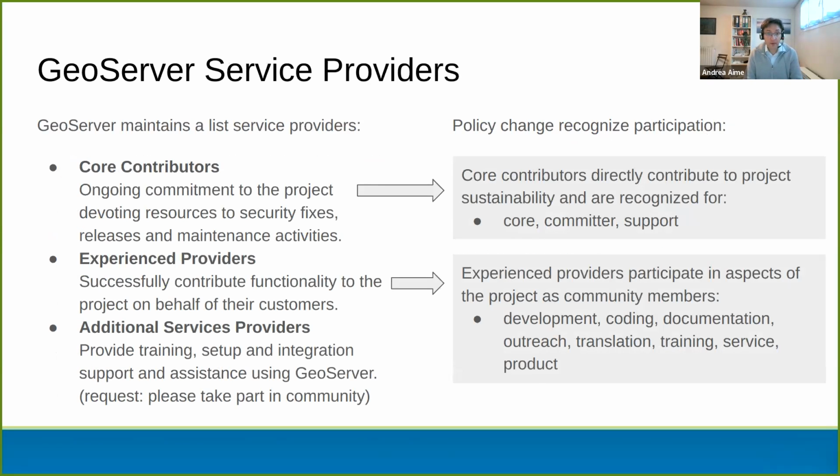In terms of companies that are revolving around the project, we have an organization of 3 types of companies: core contributors, experienced providers, and additional service providers. They are all available at geoserver.org. You can go to our website, go to support, commercial support, and find them. Core contributors are the companies that, like GeoSolutions, contribute directly to the project in terms of writing code, but also doing releases, looking at security vulnerabilities, evaluating larger changes through PSC membership, and so on.